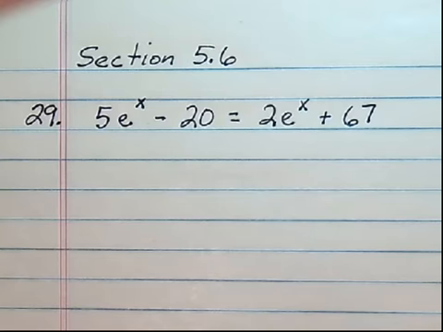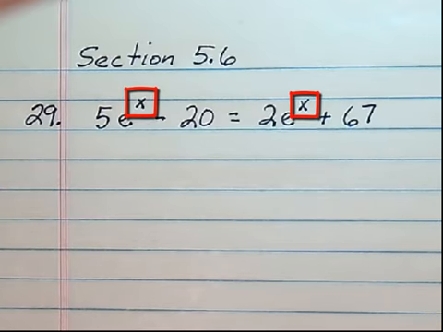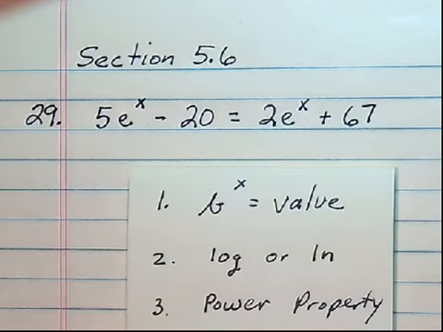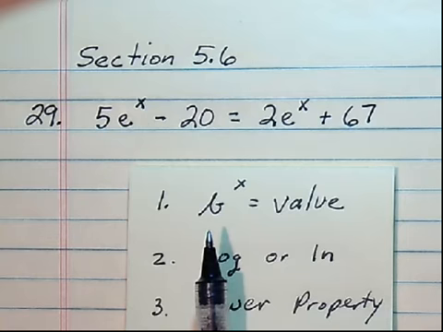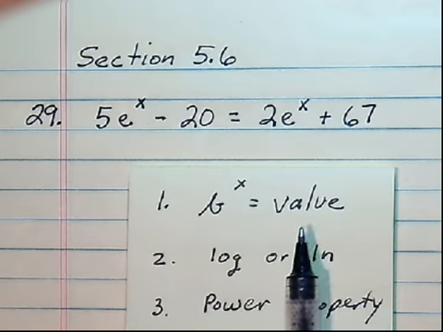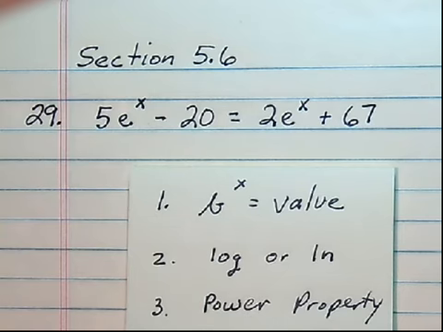On problem 29, we're solving for x once again. Notice x is in the exponent. Whenever you see x in the exponent, recall that there are three specific things we need to do to accomplish our goal here. The first one is get it in the form of a base raised to the x is equal to a value. Well, my base is going to be e, and so therefore I need e to the x on one side and the rest on the other side.